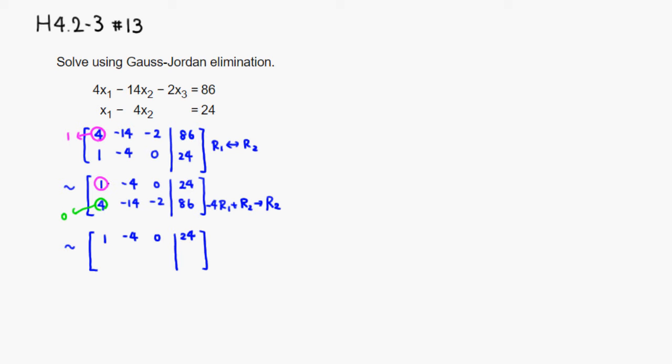1 multiplied by negative 4 added to 4 is 0, which is what we wanted. Negative 4 times negative 4 is 16, added to negative 14 would be 2. 0 times negative 4 is 0, added to negative 2 is negative 2. 24 times negative 4: 4 times 4 is 16, and 4 times 2 is 8, so it's 96 with a negative sign. So 86 minus 96 is negative 10.